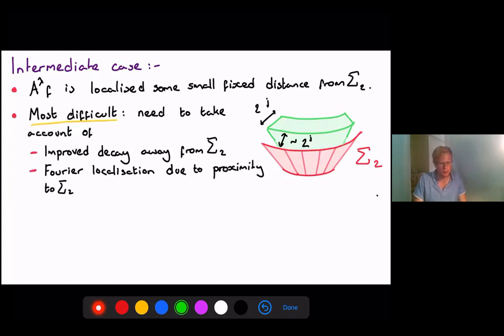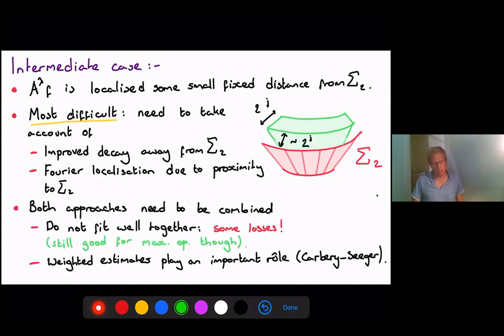Okay. And so like I said, for us, this was the most difficult case to take into account. And really what we need to do here is take the best features of both extreme cases and combine them together. So we'll get an improved decay rate for our multiplier coming from the fact that we're far away from this sigma 2 cone. Okay, so we'll beat the xi to the minus 1/3 decay rate, but we won't quite beat xi to the minus 1/2. And we also have some improved Fourier localization coming from the fact that, although we're far away from sigma 2, we're still in some neighborhood of sigma 2, because it's the nature of this dyadic decomposition. And we have to exploit that also.